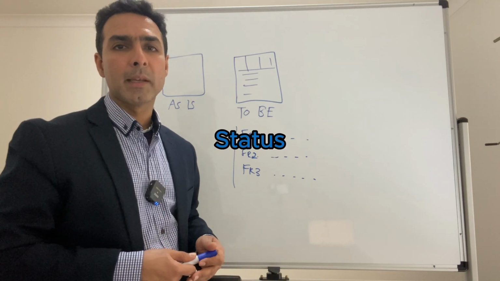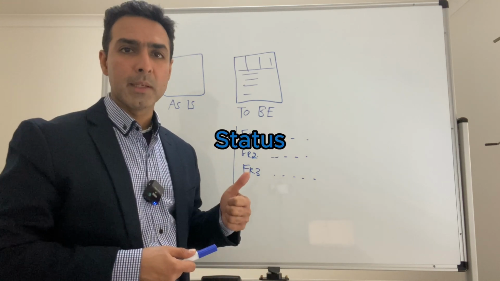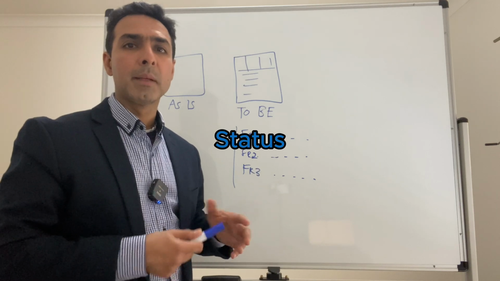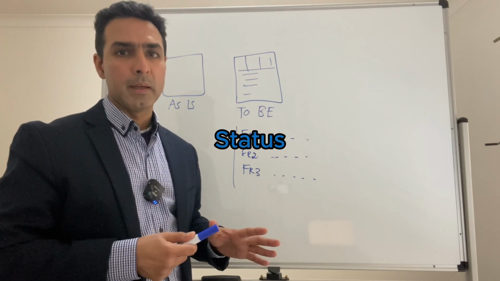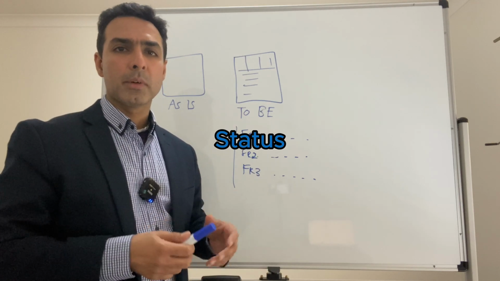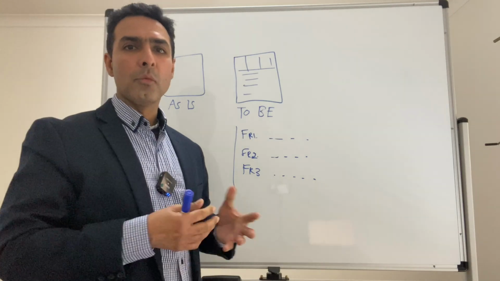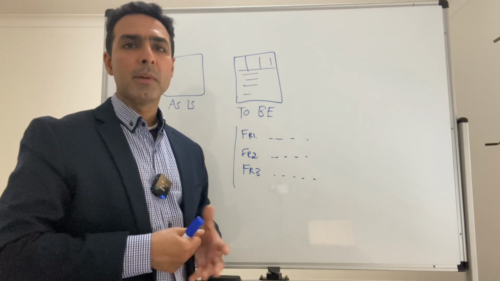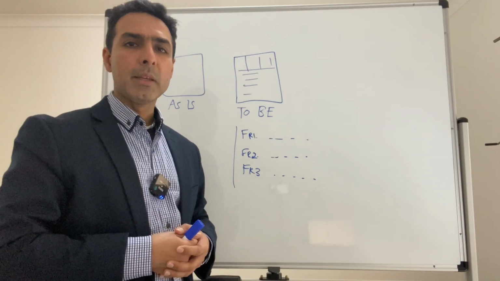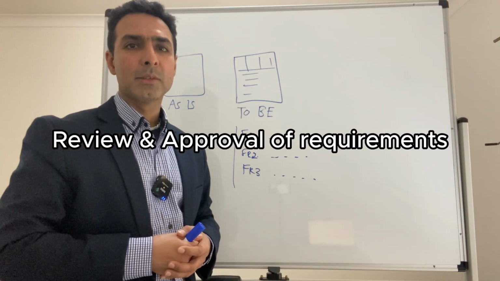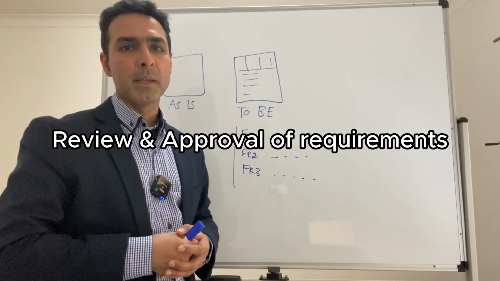Status could mean things like, has this requirement been approved? Is it still being discussed? Has it been retired? Is it no longer needed? Or has it been deferred for a future point? Once you have captured these requirements and even tagged them with metadata, then your job as a business analyst is to seek approval from the relevant people in your business.